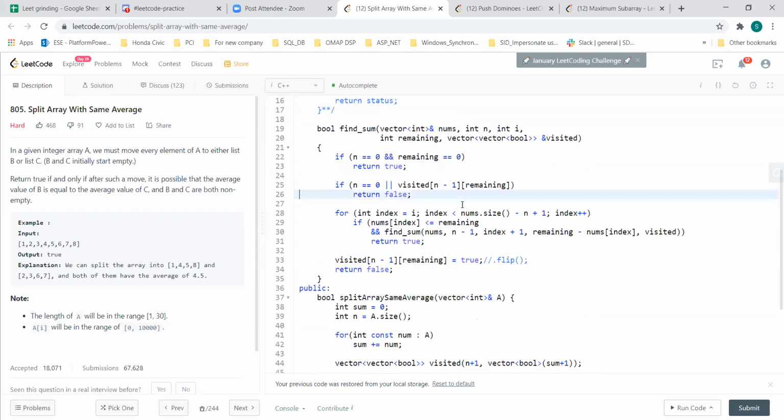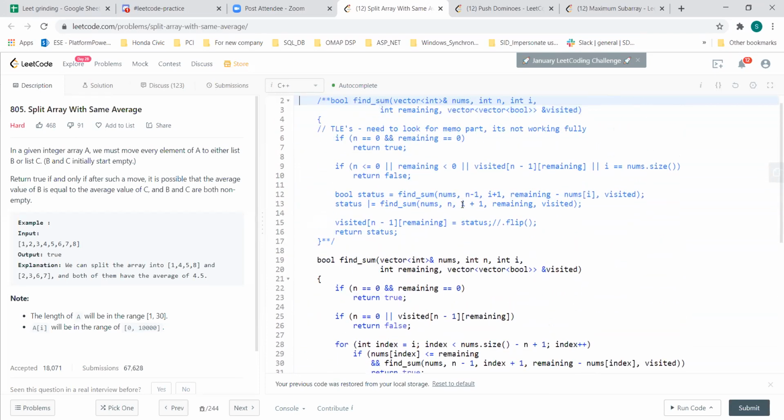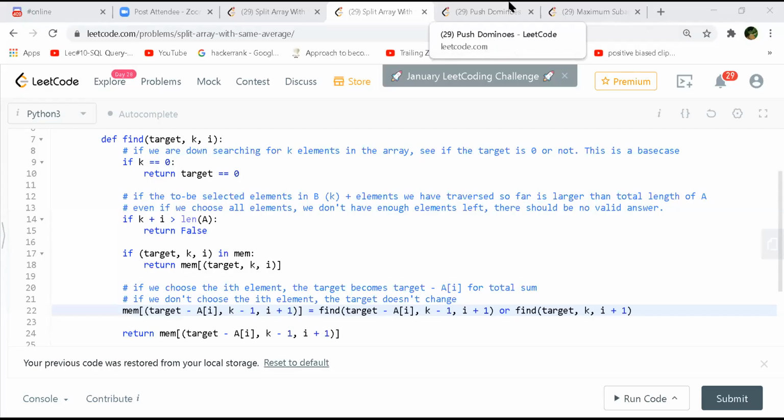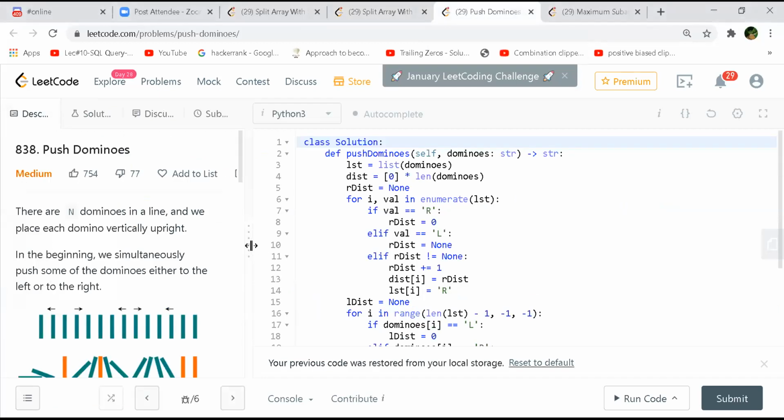I was trying it here, but then I got into issues. TLE, it wasn't working, so I just left it. But there might be some way to handle it properly. I did not spend more time on it. Then we can switch to the next one. Any questions?